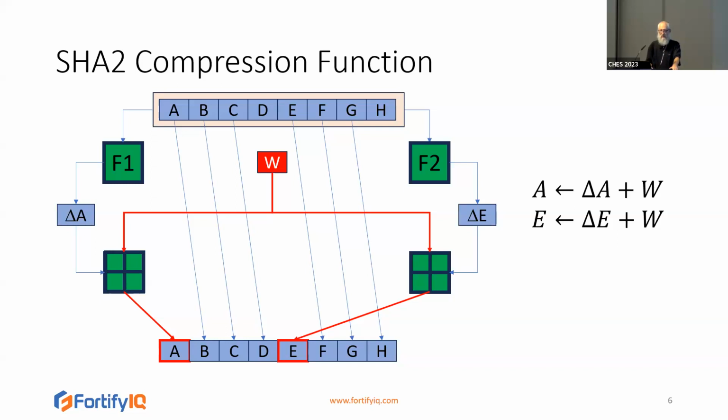And the replacement of slot A with delta A plus W and slot E with delta E plus W is the only way how the input word affects the Hamming distance between the previous state and the next state. I'm not going to explain how to attack these two simultaneous additions. I will describe only a simpler attack on a single addition, and this is the CDPA.